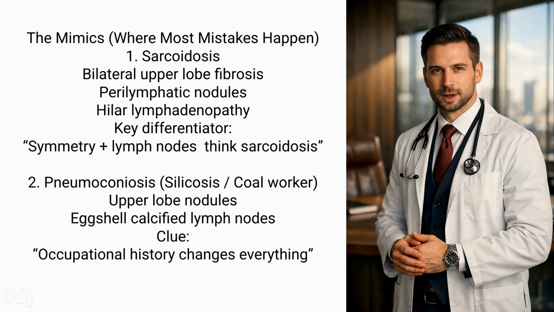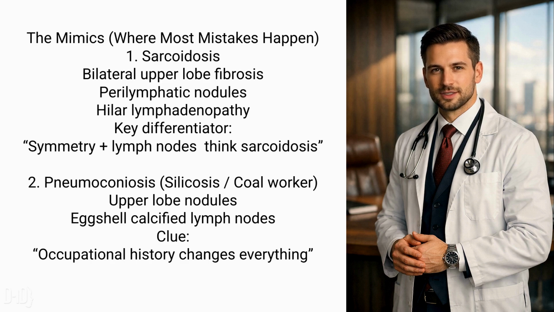The mimics, where most mistakes happen. 1. Sarcoidosis: bilateral upper lobe fibrosis, perilymphatic nodules, hilar lymphadenopathy. Key differentiator: symmetry plus lymph nodes equals think sarcoidosis.